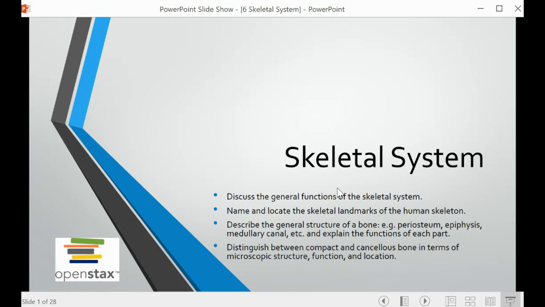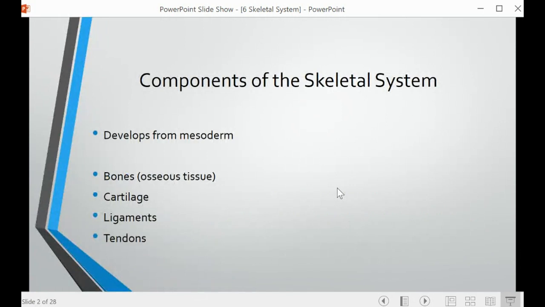We're going to describe the general structure of a bone. There's many different parts like the periosteum, the epiphysis, the medullary canal, and explain the functions of each part. And we're going to distinguish between compact and cancellous bone in terms of their microscopic structure, their function, and their locations. So the skeletal system is going to develop from the mesoderm.